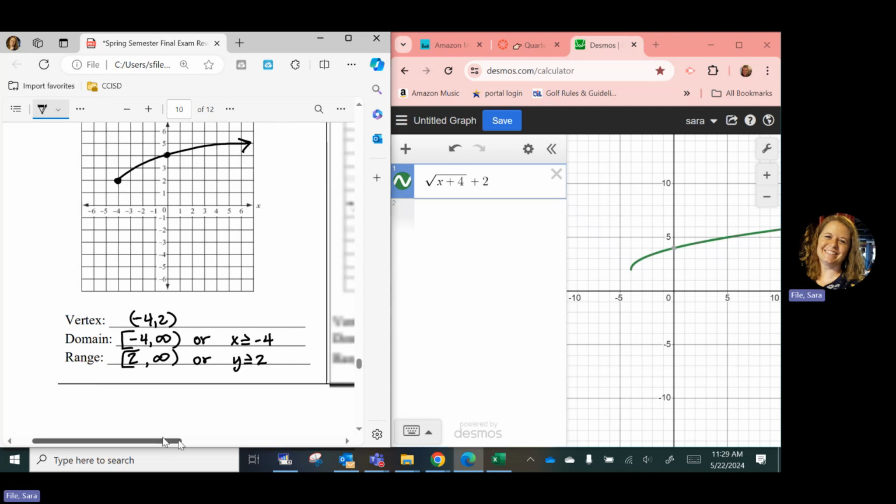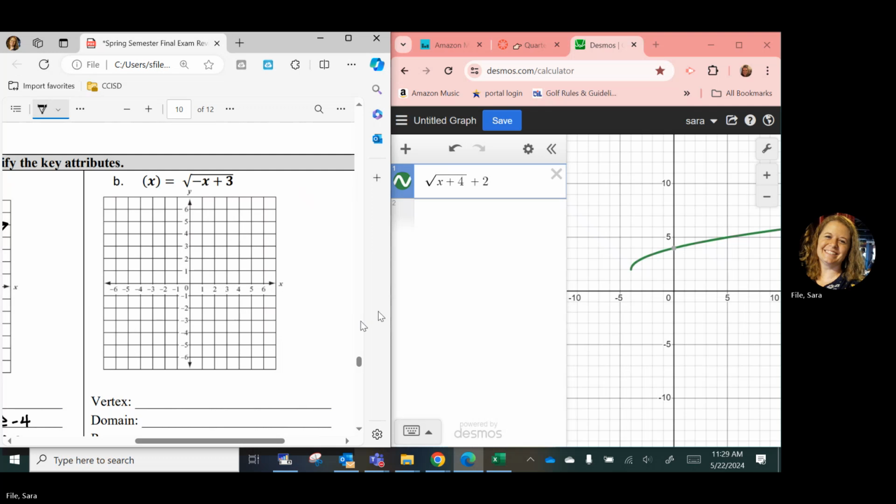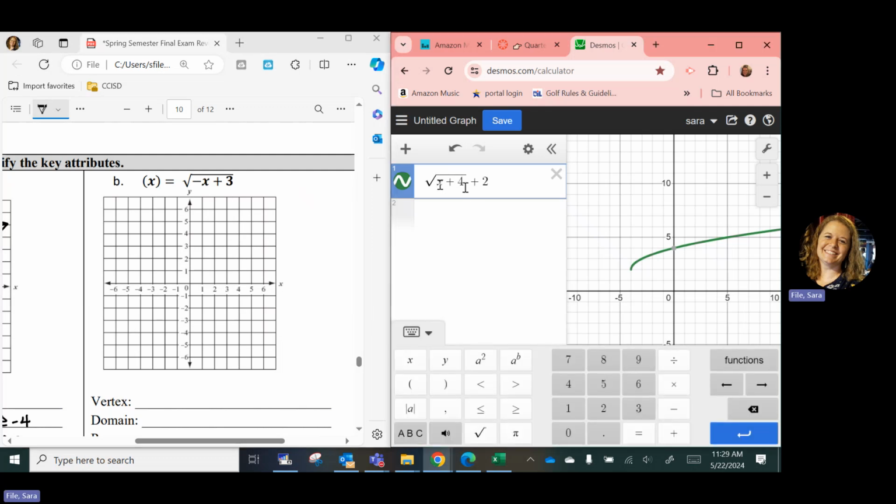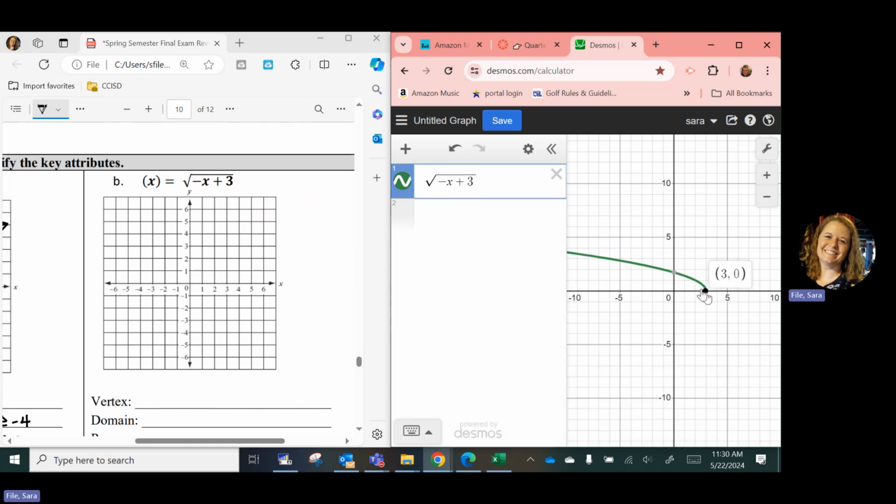Okay, now I'm going to do the same thing with this next one. We have the square root of negative x plus 3, and then nothing on the outside. Okay, so we should know what this looks like. This one's a little trickier because of that negative inside. So I'm glad you get Desmos. I would definitely use it here because you might get tripped up because of that negative on the inside. Okay, but we can see from the graph on Desmos that we have a vertex at 3, 0, and that's our x-intercept.